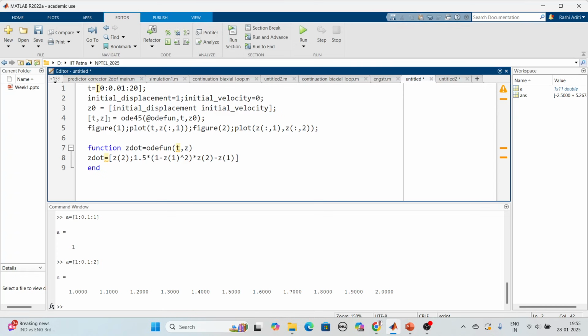Next is t comma z. We have called the ODE45 command, and now we are solving this equation. The fifth line of code is how we are plotting. We are plotting the displacement with time, and then we are plotting the displacement with velocity. Phase plane or phase plot is nothing but the plot in which one direction is your displacement, another direction is your velocity. Okay, now we'll run the code.